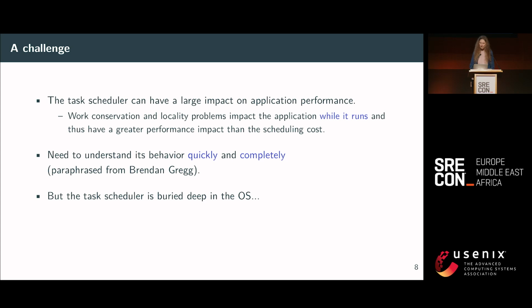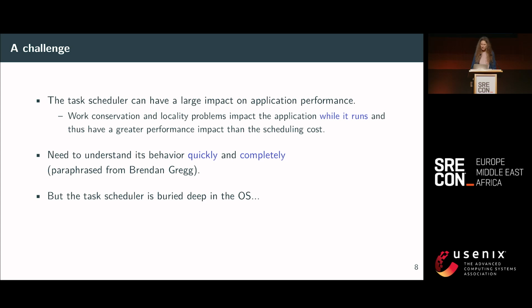So basically, as I've tried to emphasize, the task scheduler can have a large impact on application performance. So there's a need to understand its behavior quickly and completely. Okay, so you can run your application 45 times. You can see how much time it takes. Sometimes it gets faster, sometimes it gets slower, but that doesn't give you very much information about what's really going on inside the operating system.